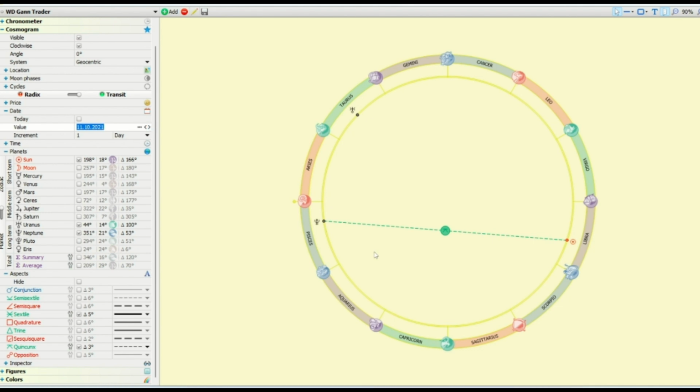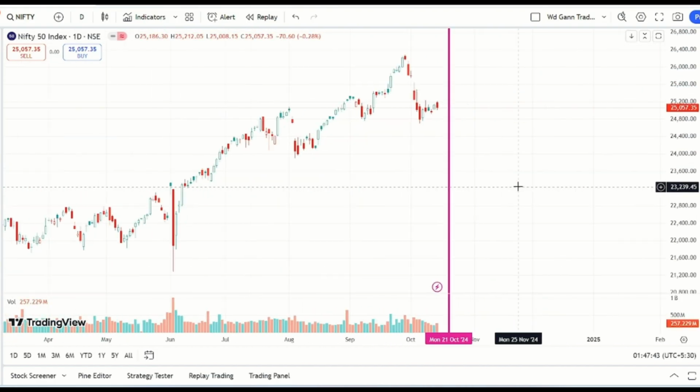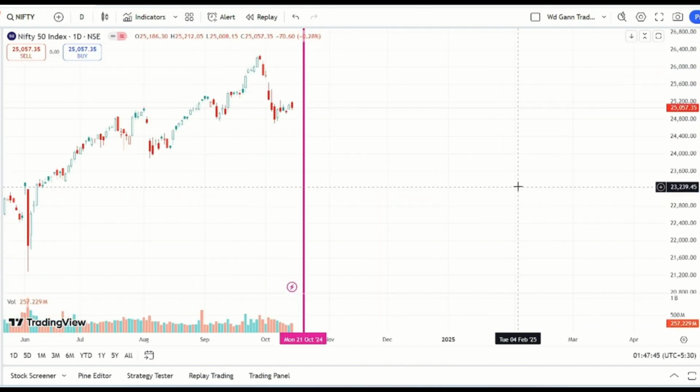So our next date is 19th October 2024 in the future, where we can see a reversal in the market. If the market is in the bullish direction till 18th October, then we'll go for a bearish reversal. And if the market is in the bearish direction till 18th October, then we'll go for a bullish reversal. As 19th October is a holiday, we are going to consider the next date, which is 21st October 2024.